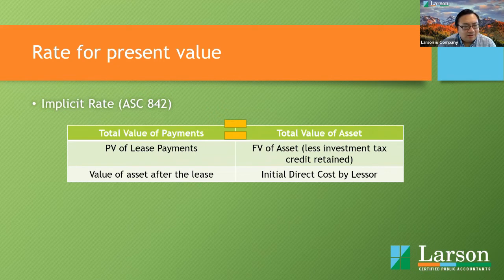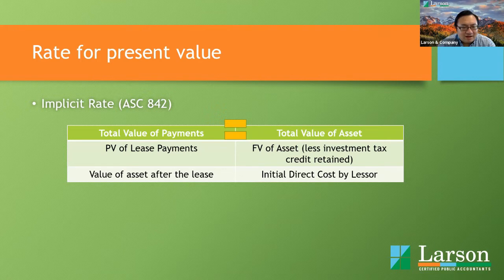Basically, what the implicit rate is, they're saying that the rate will be the one that makes the present value of your future lease payments, and also the value of the assets after the lease, equal the fair value of the assets right now, less any investment tax credit retained, and also the initial direct costs of the lessor. So meaning that you will have to come up with the rate to make sure that whatever it costs the lessor right now for their assets, whatever its value, will be the total amount of the present value of all your lease payments and what the value is after that.